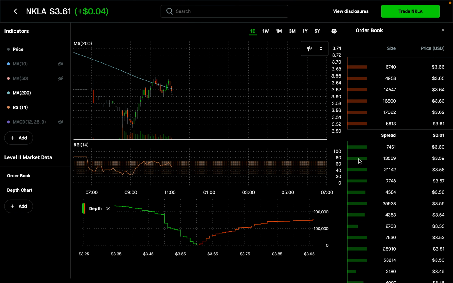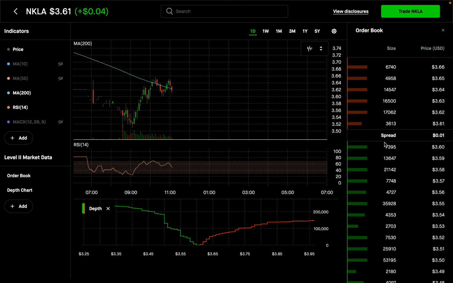Now down here, this information with the green bars, these are going to be buy orders. These are buy orders that are pending at the current price, and we can see what the size is. So for example, right here we have 7,748 shares pending to get bought at a price of 3.57 or better. So that's how you would interpret that.